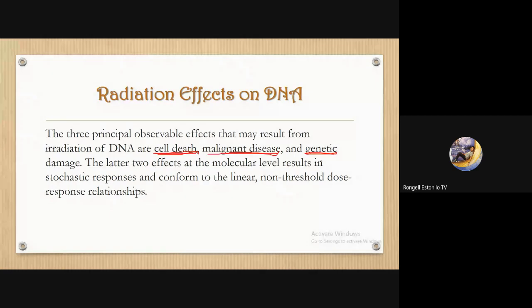So, pwede magkaanak ng may abnormality because of radiation. Tapos halimbawa, pwede magkaanak na ibang lalaki ang itsura sa asawa. Wala. But it's because of the radiation effect.